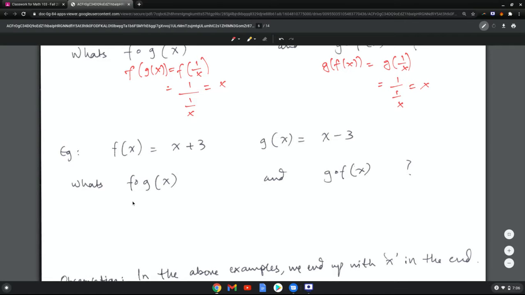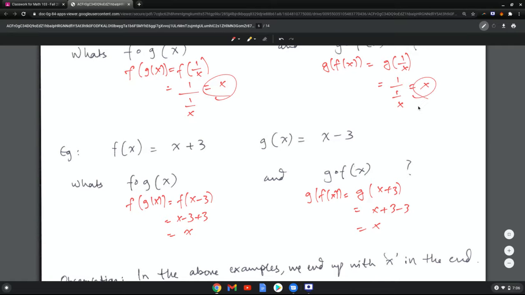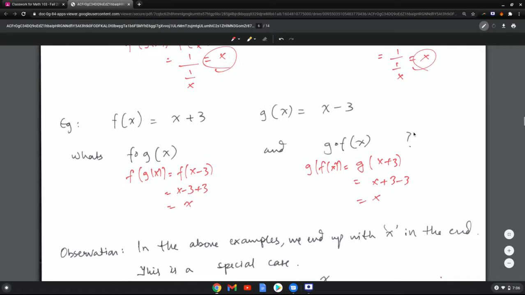Let's see this one. f of g of x is f of x minus 3, which becomes x minus 3 plus 3, which is x. g of f of x is g of x plus 3, which then becomes x plus 3 minus 3, which is x. So what's happening here is, in all of these, we end up with x in the end.